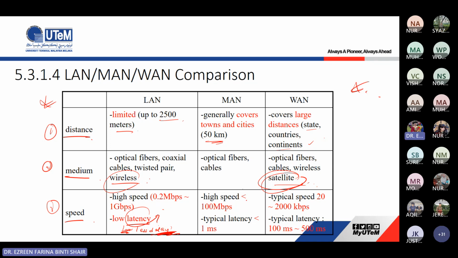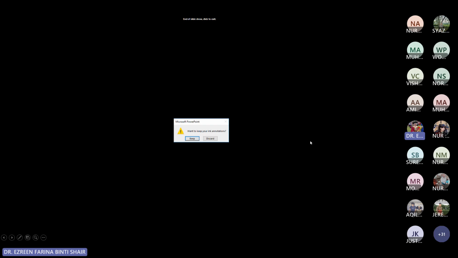For chapter 5, part 1, the important thing is that you should be able to explain the point-to-point connection and the multi-point connection, and explain the local area network, metropolitan area network, and lastly the wide area network, and be able to differentiate them in terms of distance, medium, and speed. So this is for part 1. Today I would like to directly continue with chapter 5, part 2. We have finished chapter 5, part 1.